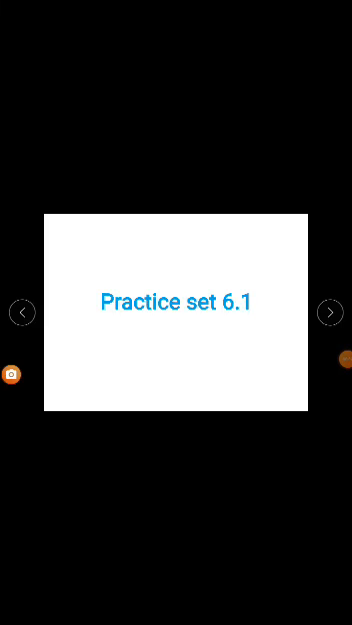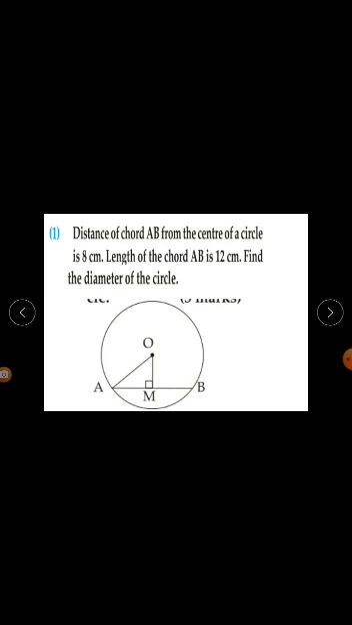Now we will solve questions from practice set 6.1. Question number 1. Distance of chord AB from the center of a circle is 8 centimeter. Length of the chord AB is 12 centimeter. Find the diameter of the circle.